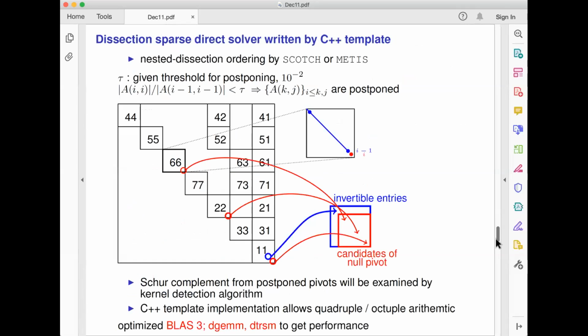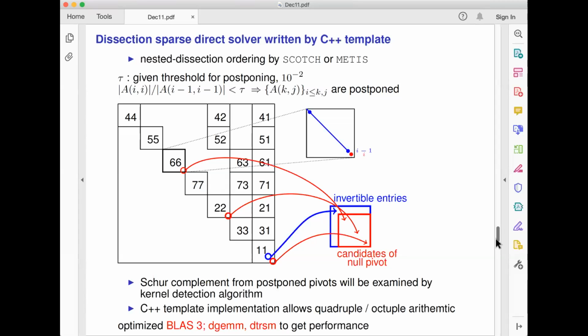So the last ingredient is the linear solver. The linear solver also has to work with quadruple precision. So the solver named Dissection can solve sparse matrices and is written with C++ templates. Thanks to this template facility, I can use quadruple precision or octuple precision. And Dissection uses nested dissection ordering, which is obtained by Scotch or Metis.